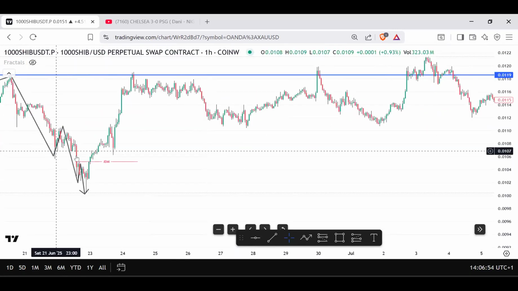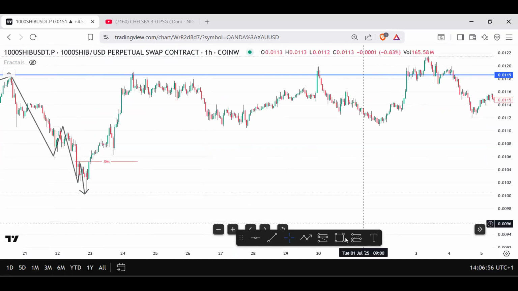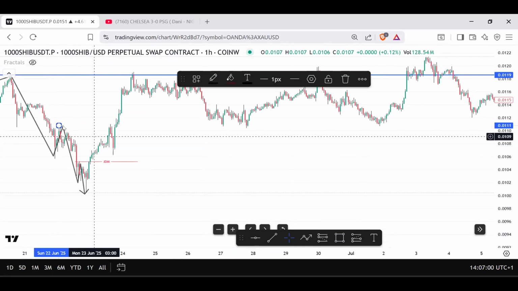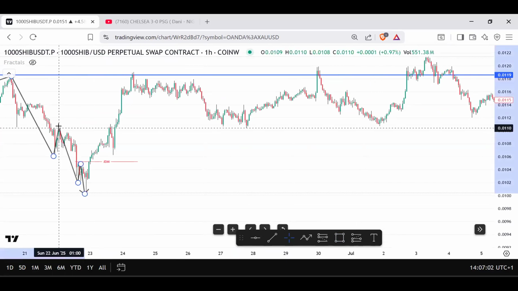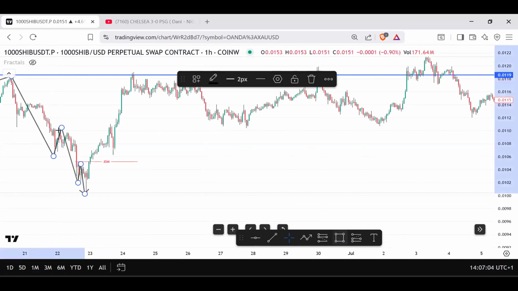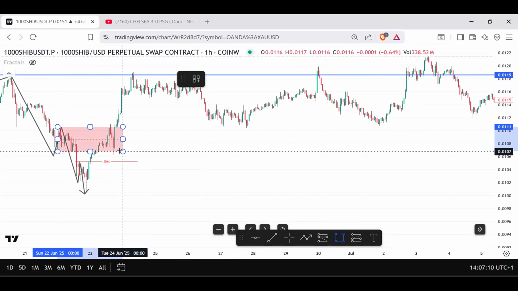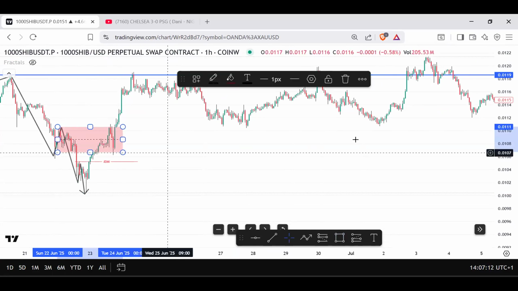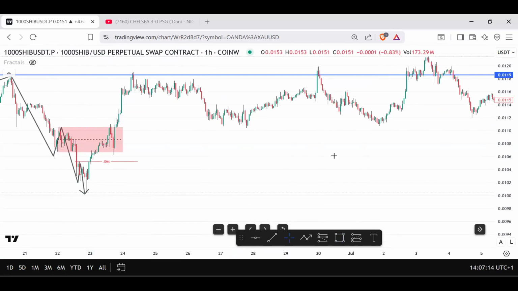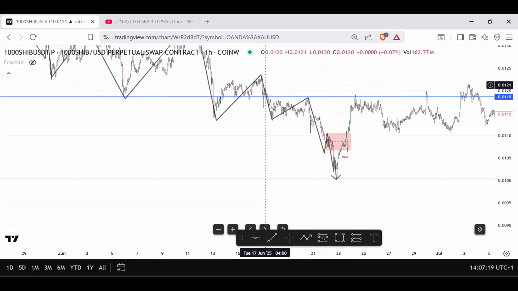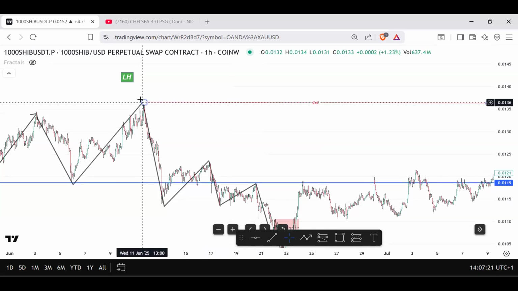You can see there's a fair value gap here, and it is mitigated. Exactly. So you can see there was a reaction there, but it was mitigated. Okay. So once this is mitigated, we are going to the extreme, which is here.